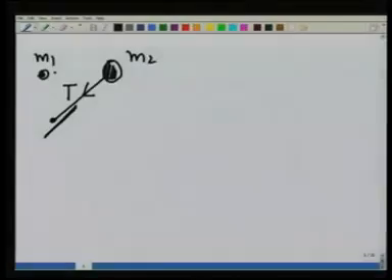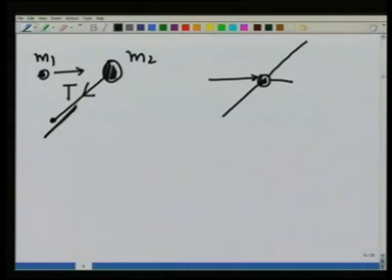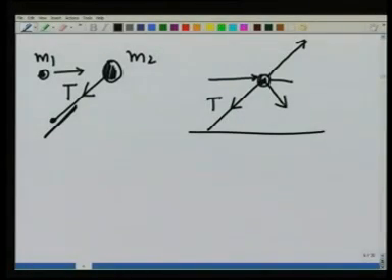So, when this particle comes in with momentum p, it is coming in like this, it strikes mass m2, the component of momentum in this direction will go to 0, because this T would be sufficient to make it 0. It is a rigid rod after all. The only component of momentum that will survive will be this.